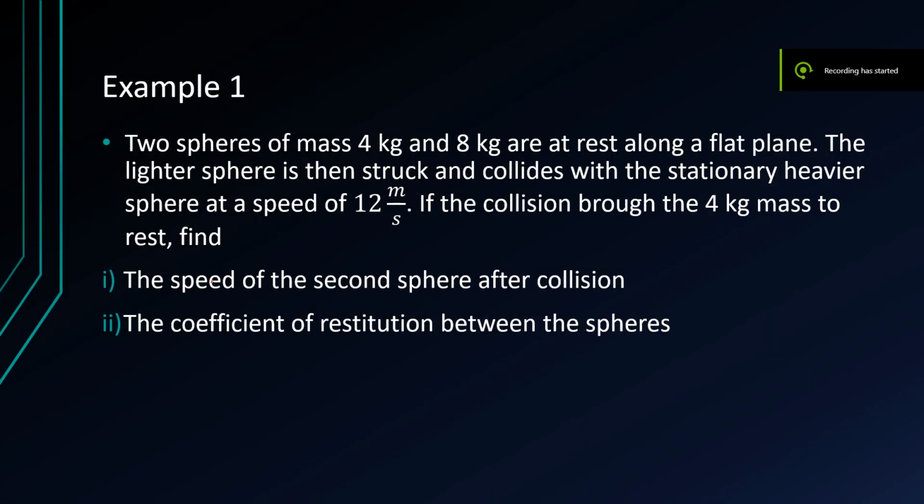So here is the first example of direct collisions. Two spheres of mass 4 and 8 kilograms are at rest along a flat plane. The lighter sphere is then struck and collides with the stationary heavier sphere at a speed of 12 meters per second. If the collision brought the 4 kilogram mass to rest, find the speed of the second sphere after collision and the coefficient of restitution between the spheres.